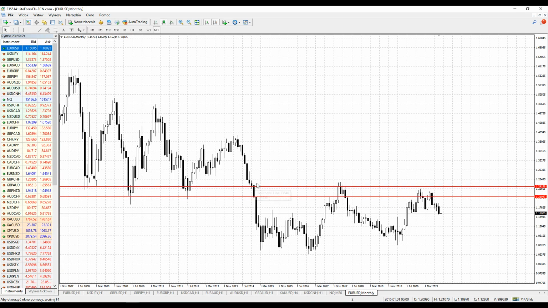All right? Okay? So in that case, we do have some kind of zone over here, right? So that was the supply zone. Whenever you were doing your trades based on this zone, you were looking for some selling opportunities, right?